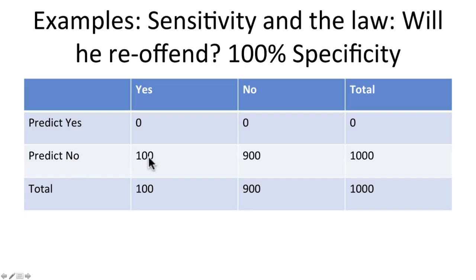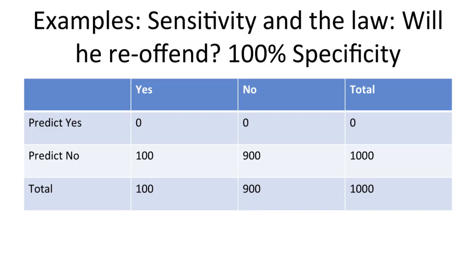You say no, well, yeah, okay, you're wrong 100 times, but you're right 900 times, so 10% of the time you're wrong, 90% negative predictive power. Problem is, you have 100 people out there reoffending. In real life, you have to pick something that's in the middle, and it really depends on comfort level.